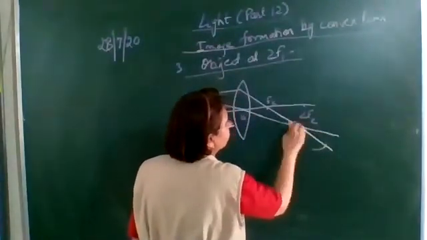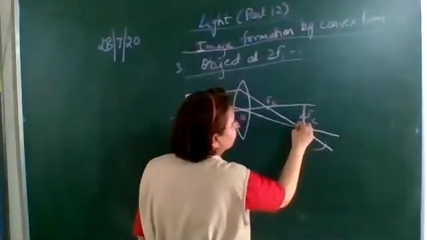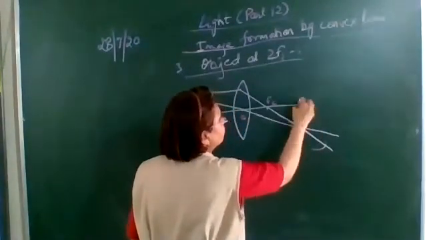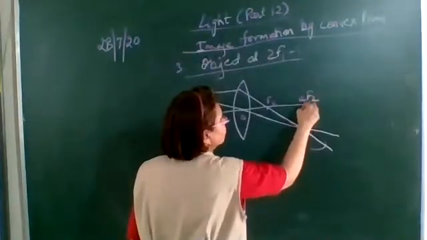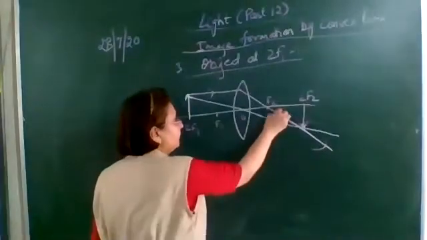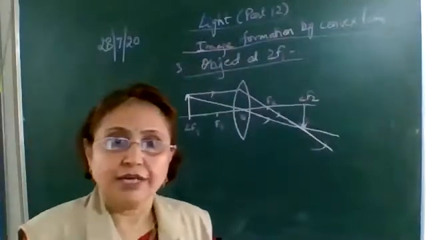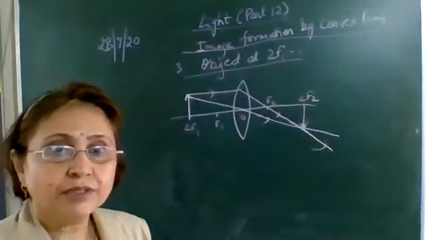This ray of light goes straight, and wherever the rays of light meet, there the image is formed. So here we see that the image is formed at 2f2. So these are the refracted rays which are meeting at 2f2. So hurry up, draw the ray diagram.